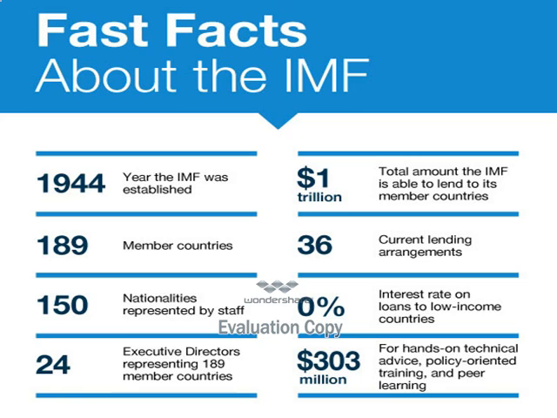Now these are some fast facts about the IMF. In 1944, the IMF was established. Member countries 189. The total amount the IMF is able to lend to its member countries is $1 trillion. Current lending arrangements 36, and 0% interest rates on loans to low income countries. Also 24 executive directors representing 189 member countries. So these are just for your information.